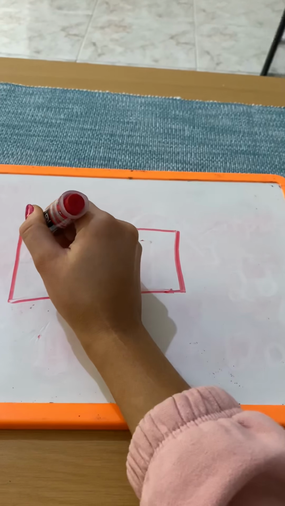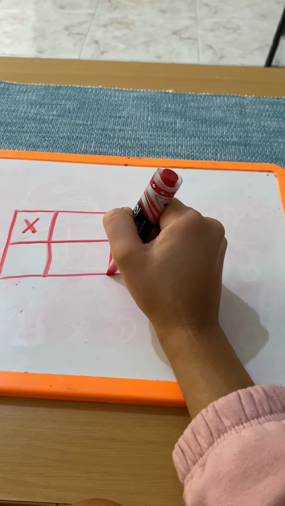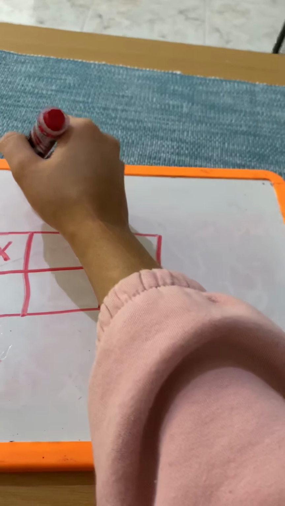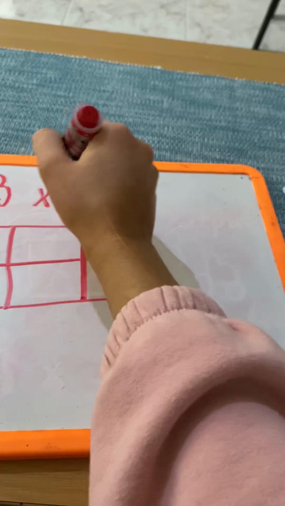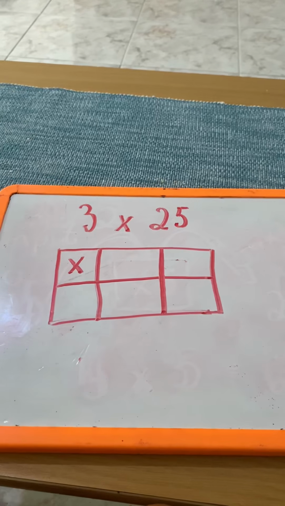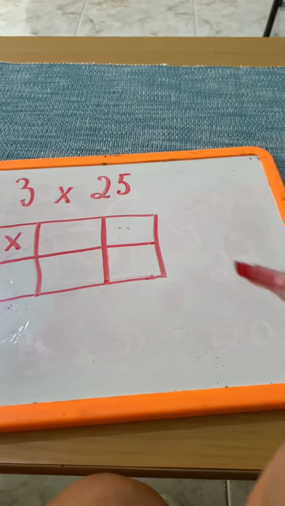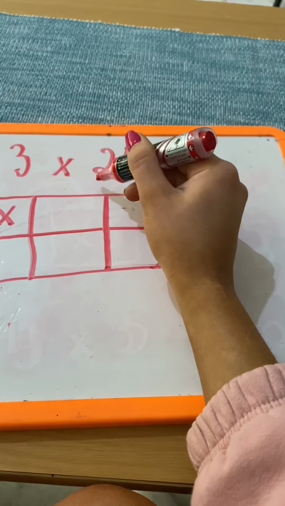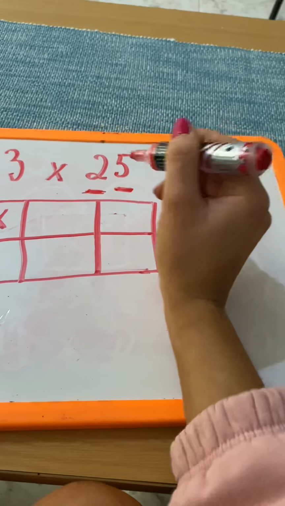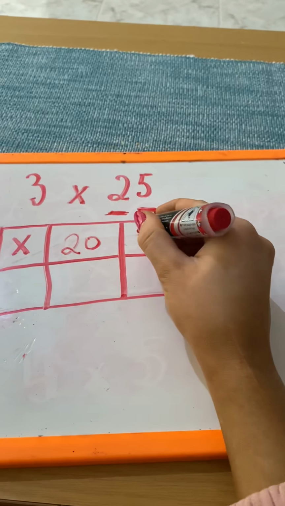And we'll do our multiply sign here. And we'll leave space for our number here. For example, if we saw something like 3 times 25, that's a very big number to be trying to multiply all in the one go. So what we're going to do is break our 25 up into its tens and its units. So we know our 25 is equal to 20 plus 5.